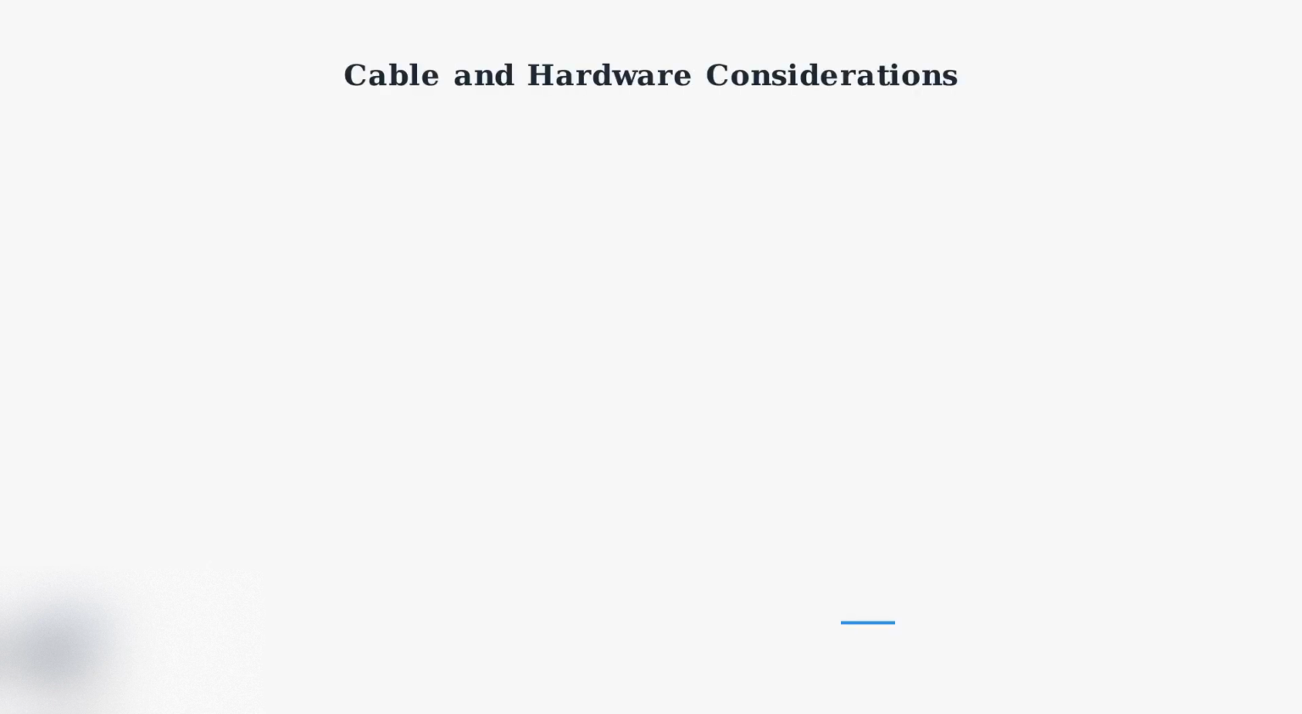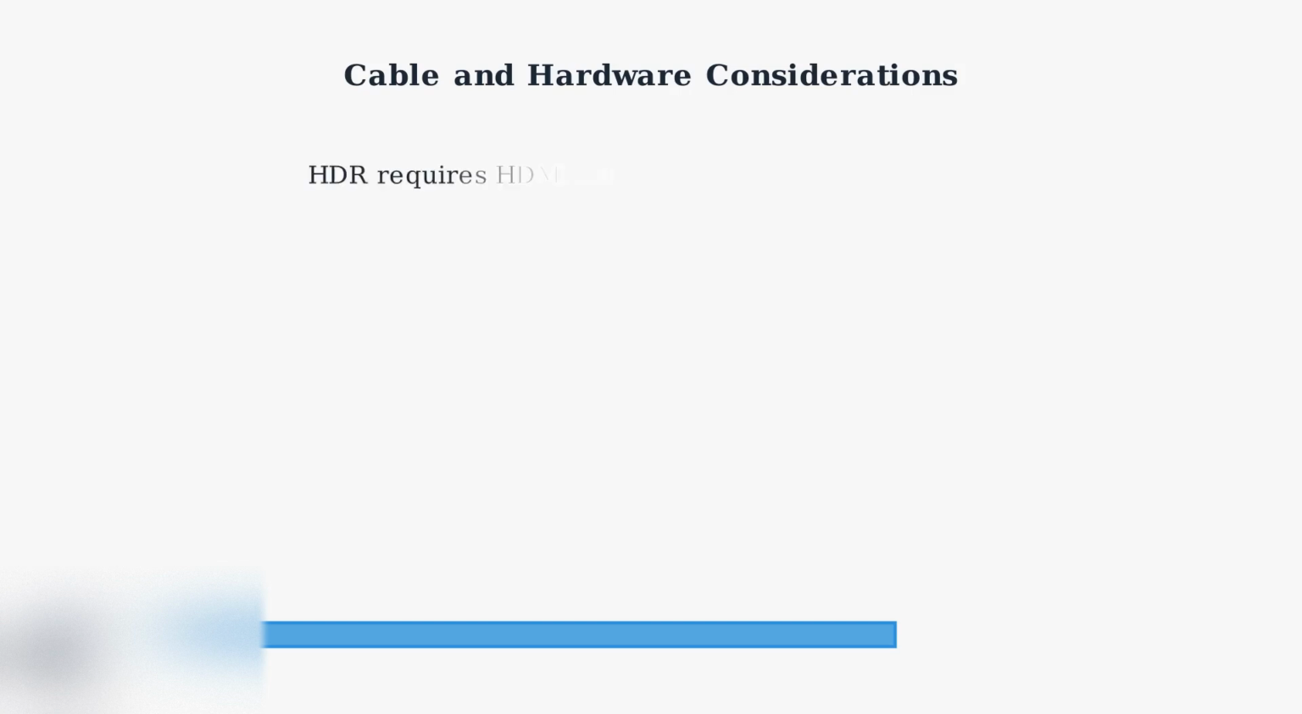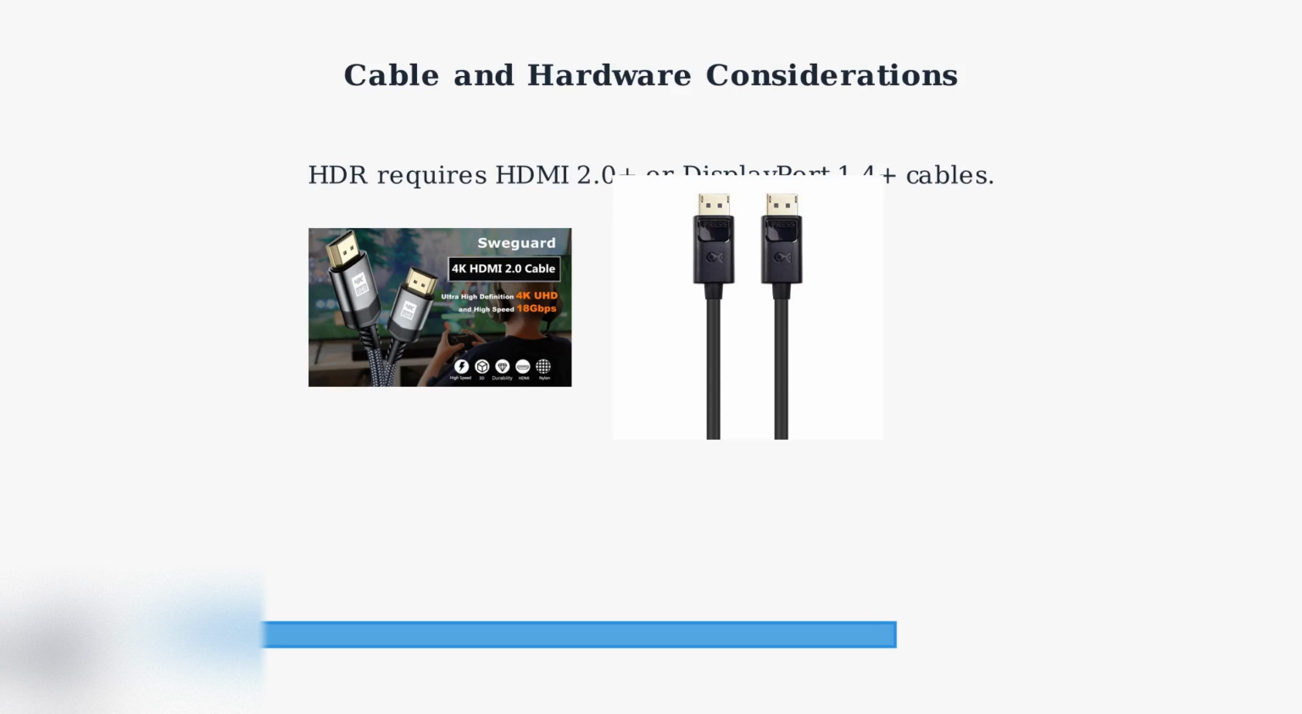When dealing with HDR on LG monitors, it's important to consider your cable and hardware setup. HDR requires specific cable standards to function properly. HDR requires HDMI 2.0 or higher, or DisplayPort 1.4 or higher cables. These newer standards support the additional data needed for HDR signaling. Always ensure that both your cables and the ports on your monitor and computer support HDR. Using incompatible hardware can prevent HDR from working or cause display issues.